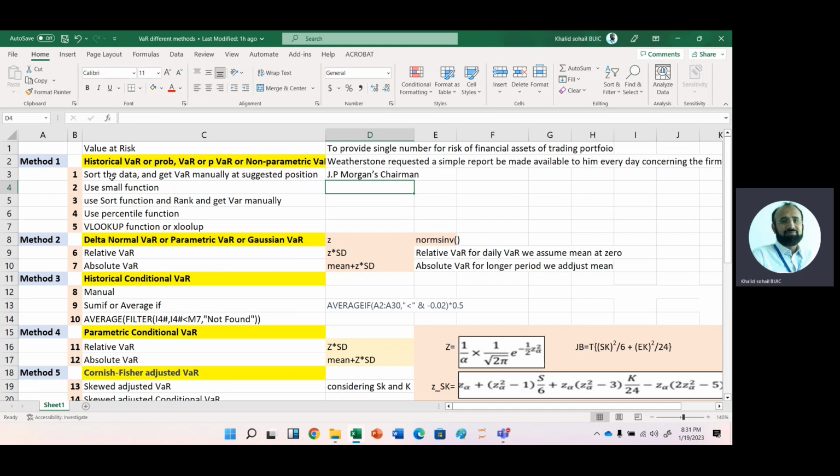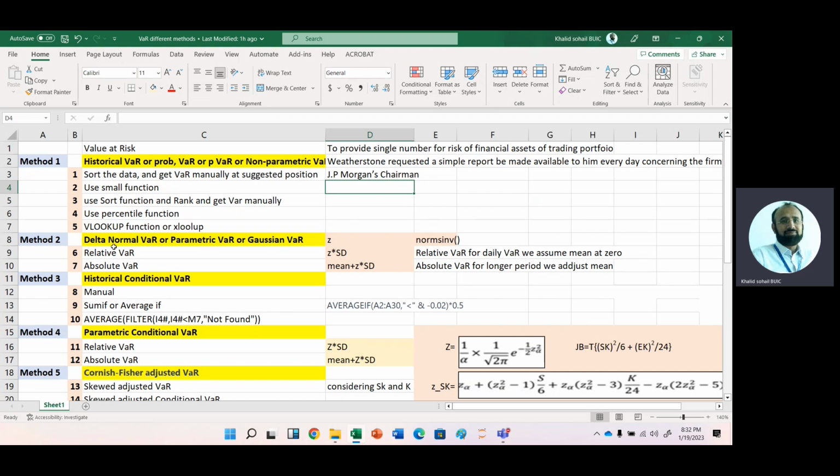Now, how can we get this? This can be done manually, or you can use the small function, or we can get it with the help of the rank function. First, we will use the sort function, then the rank function, and even more simply, we use the percentile function. Or we have two other functions like VLOOKUP or XLOOKUP. So these are five different ways to get the historical value at risk of a single asset.